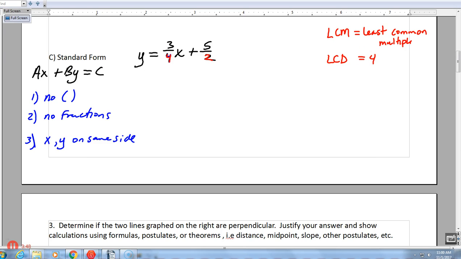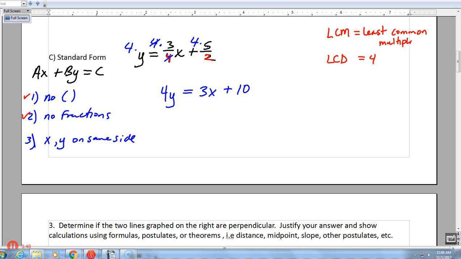So to clear out fractions, I'm going to multiply everybody by 4. So I'm going to times y by 4, I'm going to times 3/4 x by 4, and I'm going to times 5/2 by 4. And what we end up with is 4y equals, these two cancel, and I have 3x, and 4 times 5 is 20, divided by 2 is 10. And now I'm so close to standard form. You know, I got no parentheses, I got no fractions.